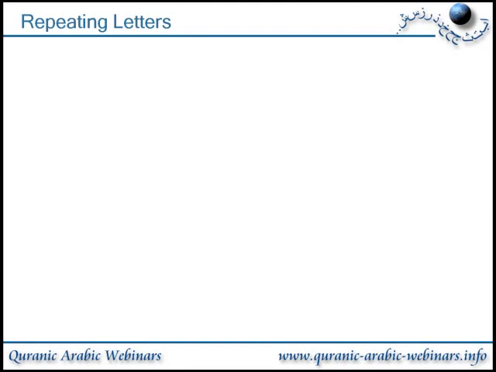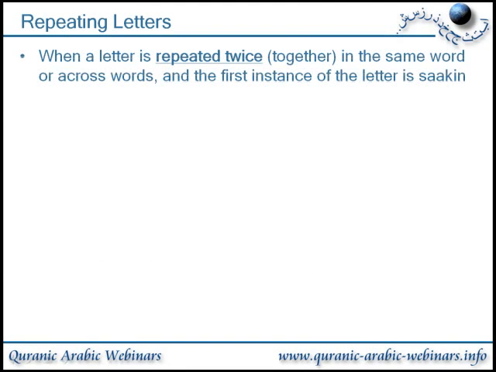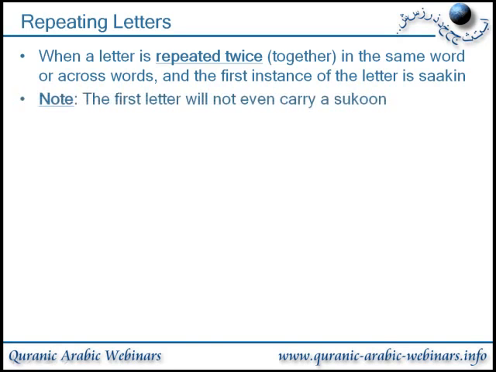So the first one, the repeating letters. The rule again: when a letter is repeated twice and the letters are together either in the same word or across words, i.e. they're adjacent, and the first occurrence of that letter out of the two is sakin. Now, a note: in the Uthmani script, the first letter will not even carry a sukun, and seeing that letter without a sukun is an indication that it will not be read.